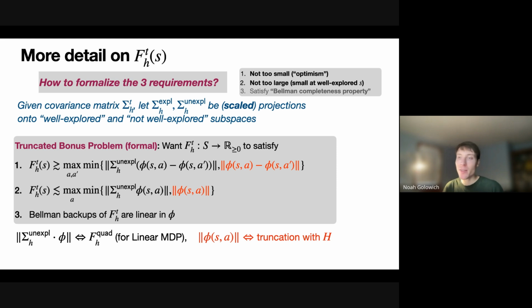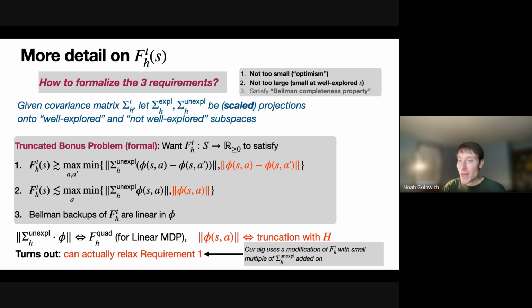Of course, the third requirement is that we want an f_ht which satisfies these upper and lower bounds, but also has Bellman backups that are linear. As I defined f_ht in the previous slide, this third requirement is actually immediate, so I won't need to discuss that anymore. Finally, I want to add one more wrinkle, which is that it turns out we can relax the first requirement of this problem. Instead of truncating with the distance between phi of s,a and phi of s,a prime, we can truncate with their distance as measured by this unexplored projector, sigma explored.